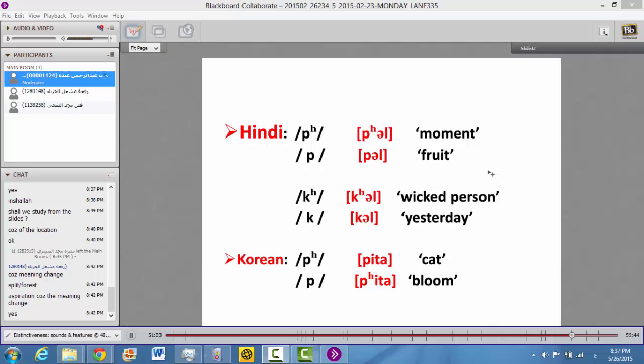Yes, right, because as long as the meaning is changed, it means that these two words are considered a minimal pair. If you replace one sound by the other, you are producing a new word. The same goes for Hindi and Korean. They have the same sounds and the same features and same function. So in Hindi, the aspirated pa and the unaspirated pa are considered phonemes, not allophones. Why are they phonemes? Please answer this question.